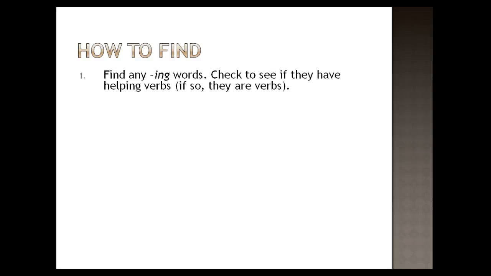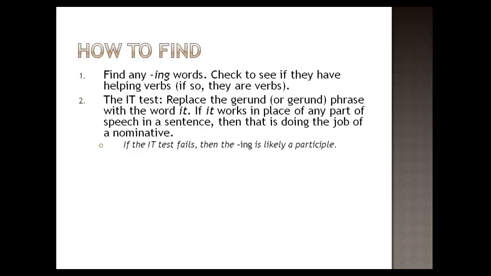So now how do we find those? Well, first you still want to find any ing words. Check to see if they have helping verbs. If so, they're verbs, not gerunds. Then we want to apply what I call the it test. Replace that gerund or the gerund phrase with the word it. If it works in place of any part of speech in a sentence, then it's doing the job of a nominative. It's doing the job of that noun or pronoun.